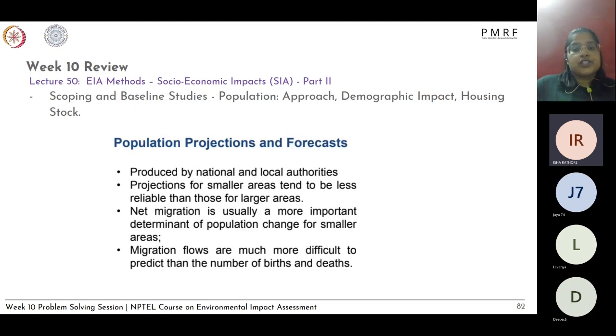So then population projections and forecasts are produced by the national and local authorities, and projections for smaller areas tend to be less reliable than for larger areas because of the numbers not being present in the census reliably. And then net migration is also an important factor which needs to be considered in the demographic analysis. Migration flows are difficult to predict.